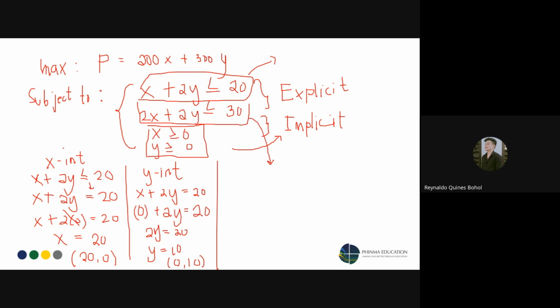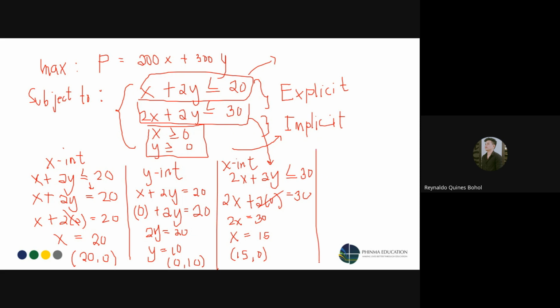Let's move on to second equation, which is 2x plus 2y less than or equal to 30. So we're going to get the value of x-intercept. So we're going to let y is equal to 0. 2x plus 2 times 0 is equal to 30. So cancel na yan. So magiging 2x is equal to 30. Then divide both sides by 2. Then the answer will be 15. Then the ordered pair is 15, 0.